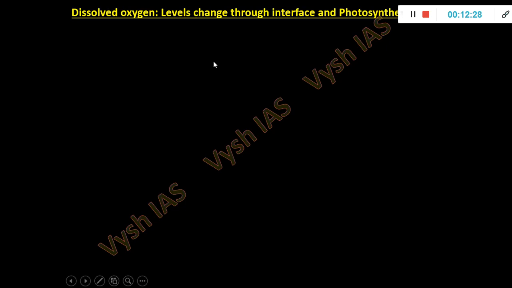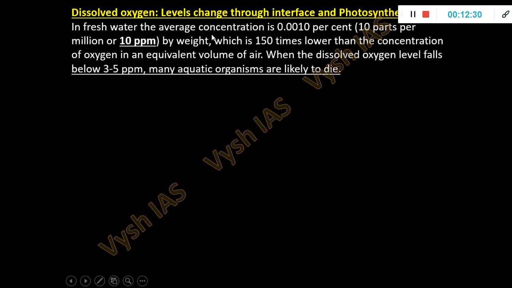Interface and photosynthesis. In fresh water, the average concentration is 0.0010%, that is 10 parts per million. 10 ppm. Before, in the previous slide, you saw ppt, parts per thousand, for salinity, 5 to 35 and 30 above 35. Same here, parts per million.